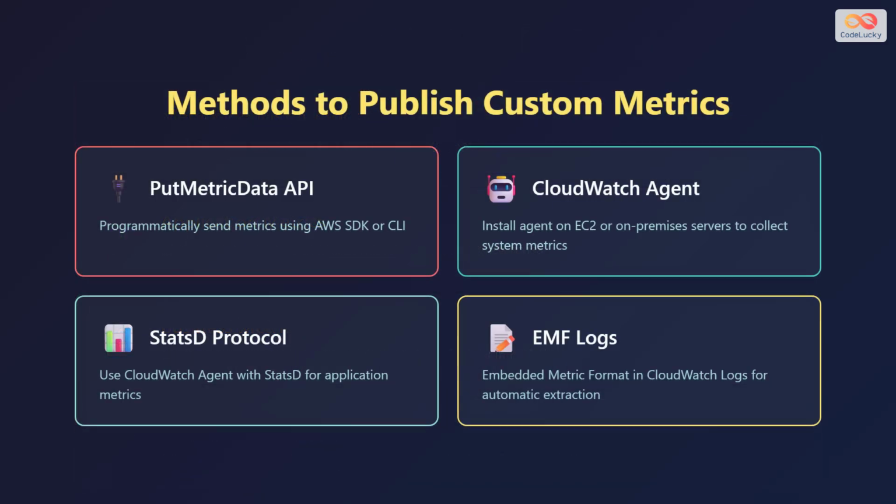There are four primary methods to publish custom metrics to CloudWatch. First, the PutMetricData API allows you to programmatically send metrics using the AWS SDK or CLI. Second, the CloudWatch Agent can be installed on EC2 instances or on-premises servers to automatically collect system metrics. Third, you can use the StatsD protocol through the CloudWatch Agent for application metrics. Fourth, Embedded Metric Format, or EMF, allows you to embed custom metrics in CloudWatch logs for automatic extraction. Each method has its own use cases, and you can choose the one that best fits your application architecture and requirements.